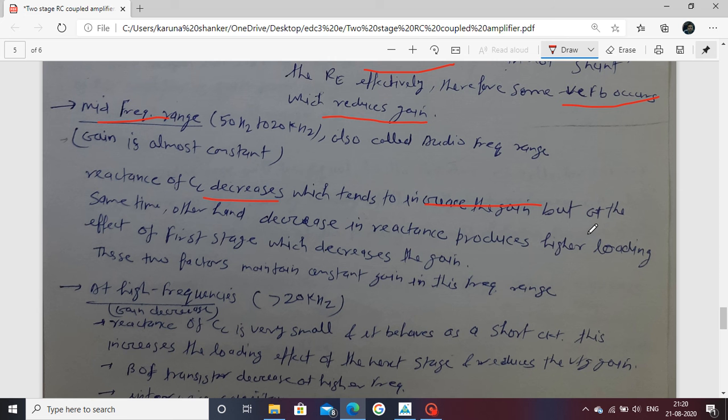But at that time, what happens? The reactance produces a higher loading effect on the first stage, which decreases the gain. So the reactance decreasing increases the gain on one side, but on the other side, due to the loading effect, the voltage gain decreases. Both cancel out. That's why the voltage gain is constant in the mid frequency region.